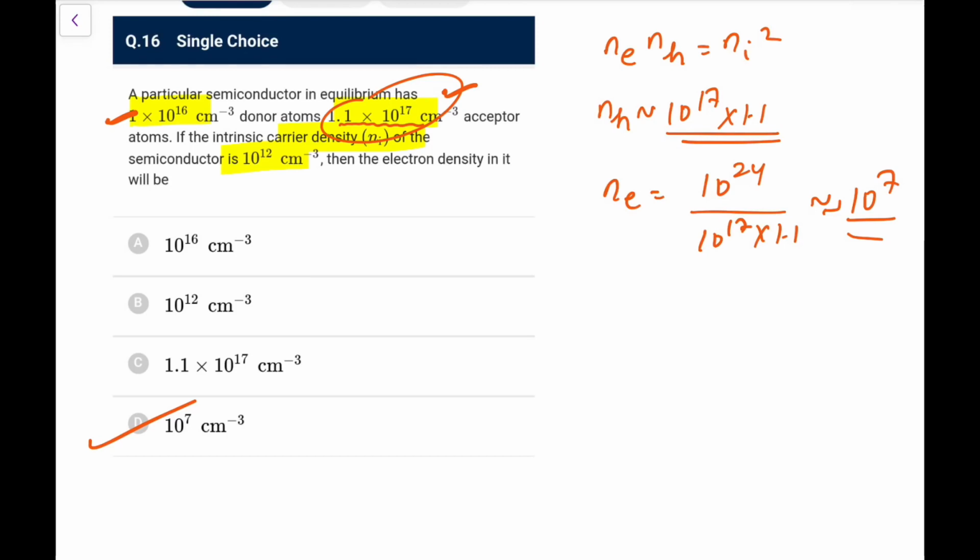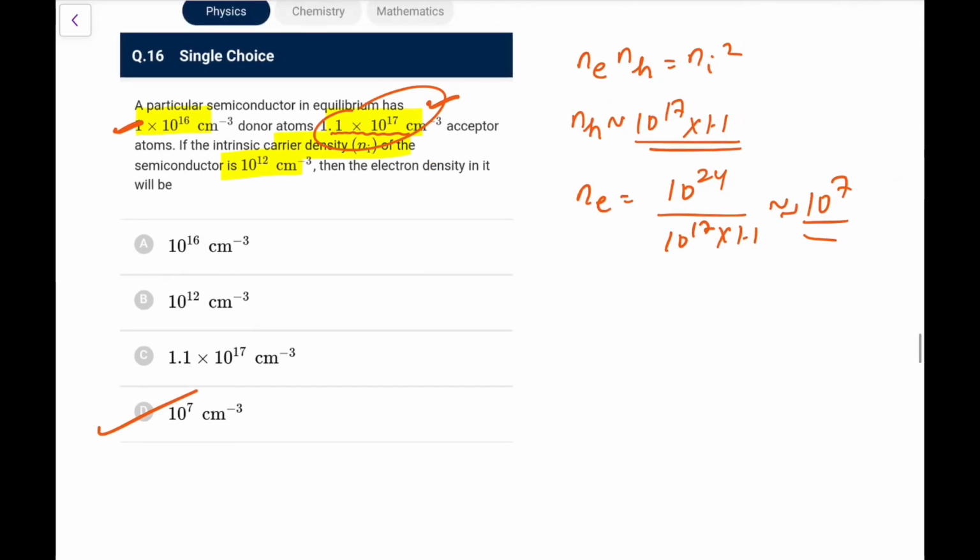But I don't understand why this has this much donor atom, so it's tough to say. In that case, the effective acceptor would be the difference of these two. The difference will again be of the order of 10 to the power 17, so no difference. So by order calculation, I can go for 10 to the power 7. You can directly see this.